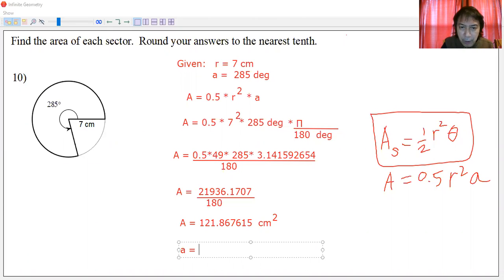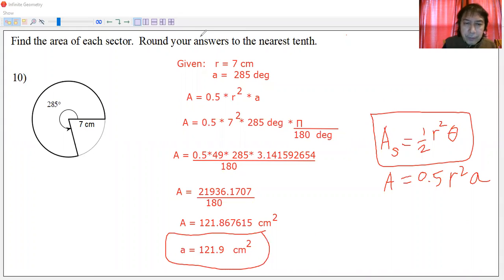That means we will have 121.9. This will still be square centimeters. So we just put squared over there, and that's it. This will be our final answer. We shall check and verify from the given. Okay, the answer can be seen as soon as I click this part here. There, okay, 121.9 over there.